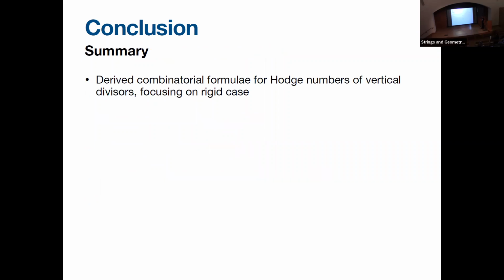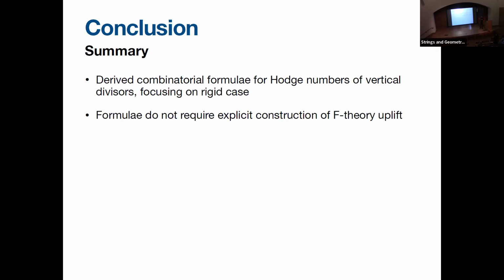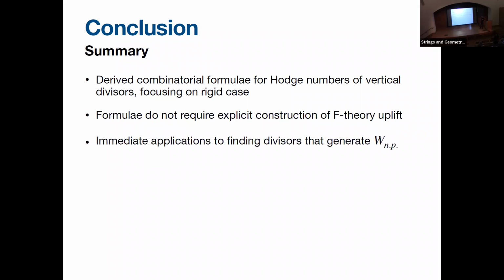So in conclusion, I've talked about derivation of combinatorial formula for the Hodge numbers of vertical divisors, focusing on the rigid case. This is the case that we know to be sufficient to generate non-perturbative superpotential contributions. These formulae, very nicely, they don't require an explicit construction of the F-theory uplift. There's immediate applications of this defining divisors that generate non-perturbative superpotential, and indeed if you're interested in scanning over Calabi-Yau 3 orientifolds that are possible candidates for constructing KKLT like vacua, this is a very valuable tool that sidesteps a lot of the difficulty with constructing Calabi-Yau fourfold uplifts.